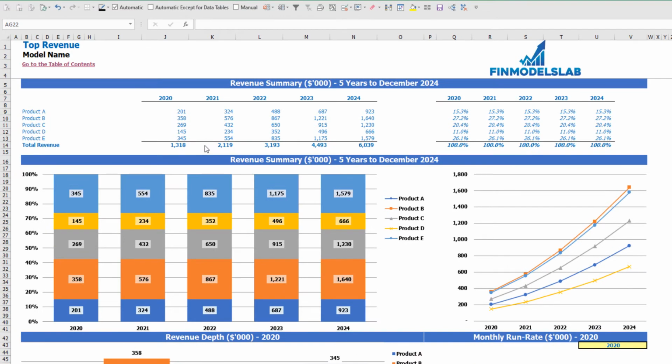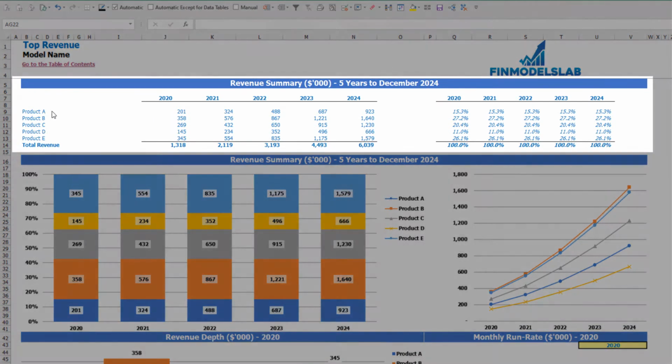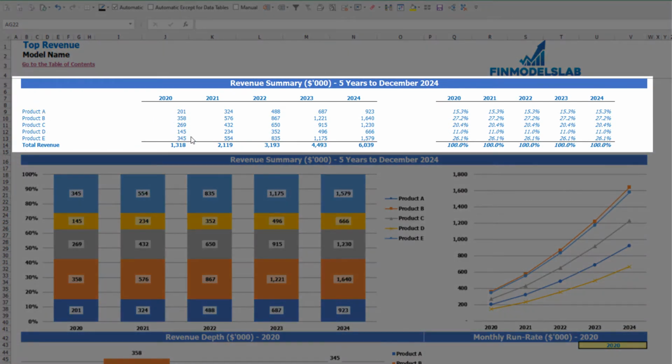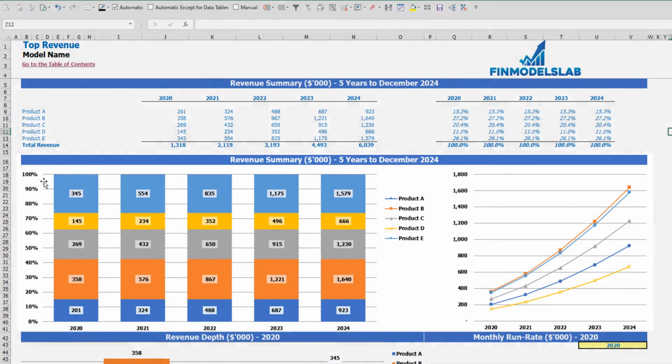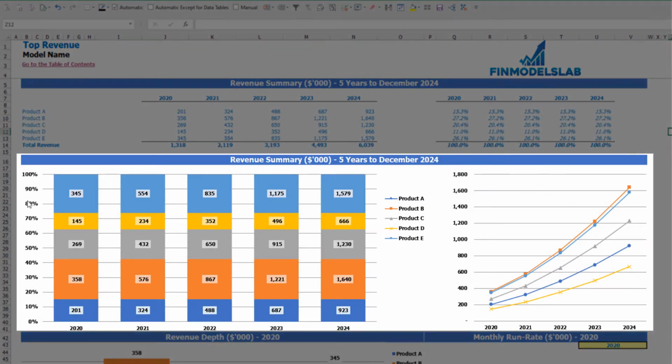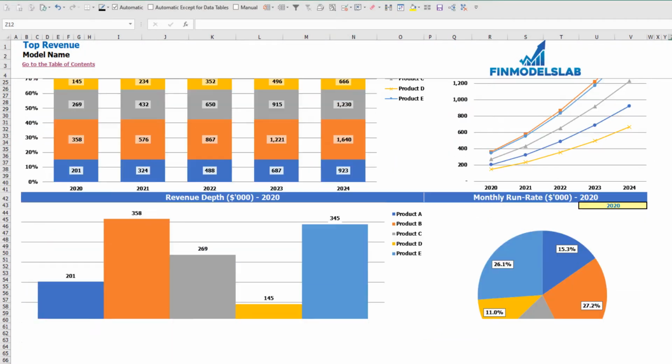On the top revenue tab, you may see the breakdown of your revenue by products and also by years, with absolute values and percentage breakdown. The same information you may see on the charts below. Here you may see the percentage breakdown and absolute values breakdown.